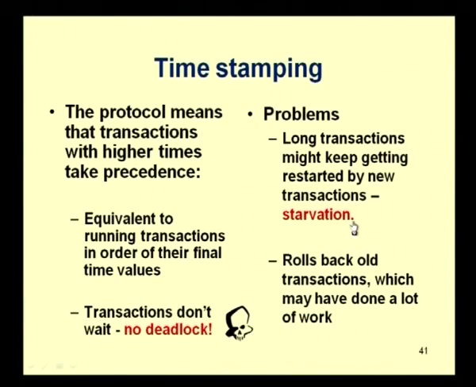But another thing is, we are always rolling back earlier transactions, which means that they may have done more work than the later transactions. Why are we doing this? What is the logic behind this?